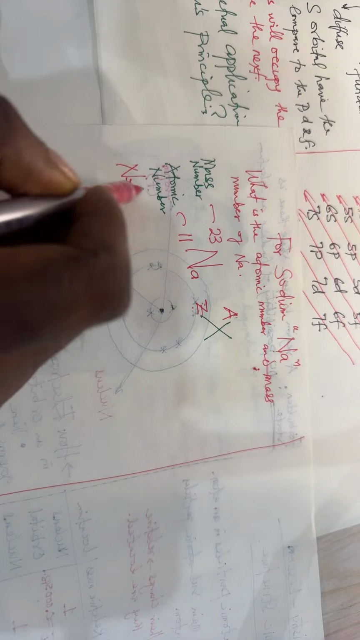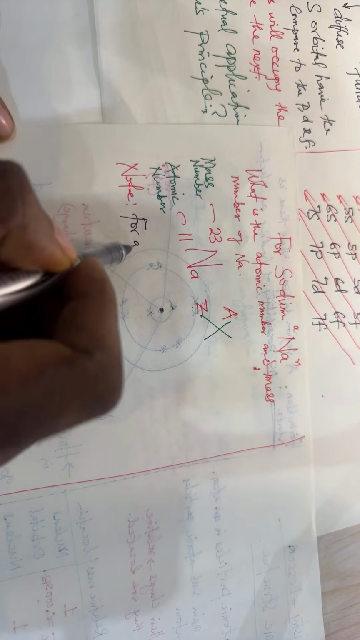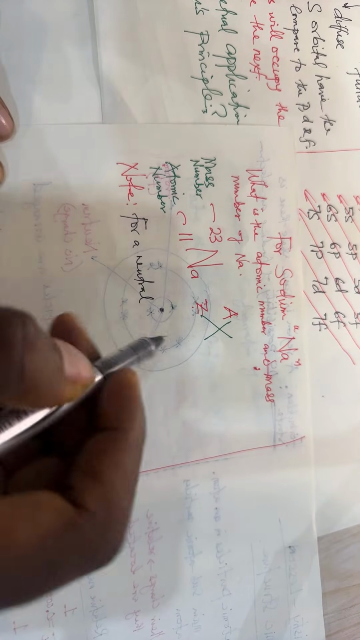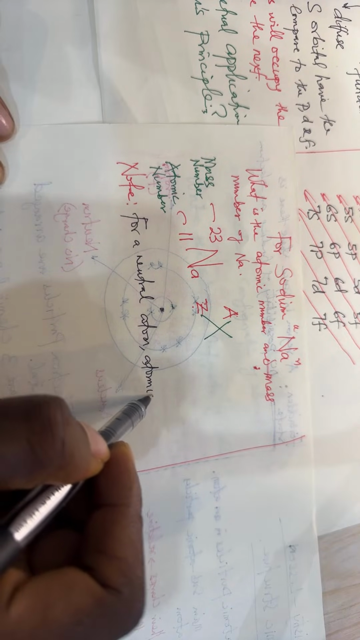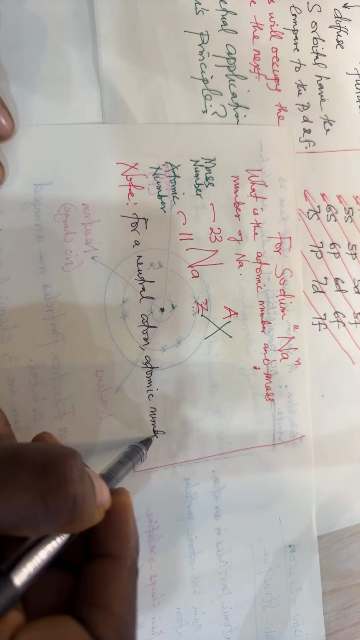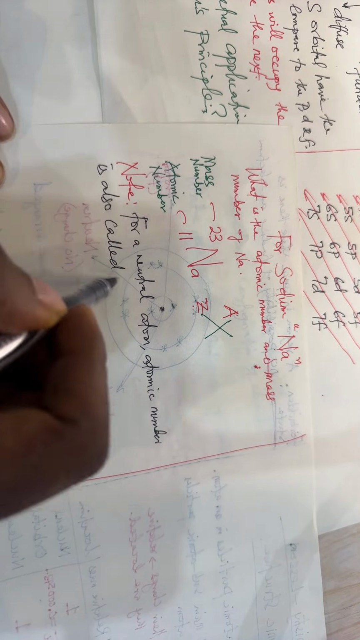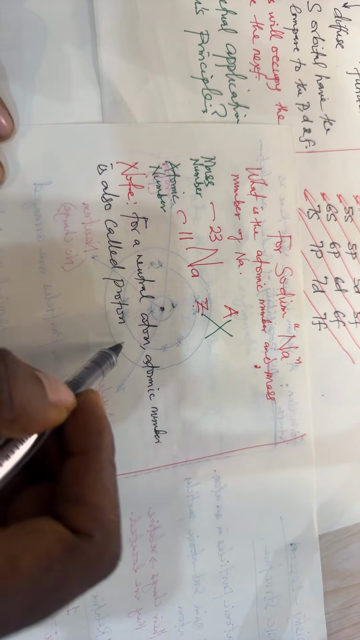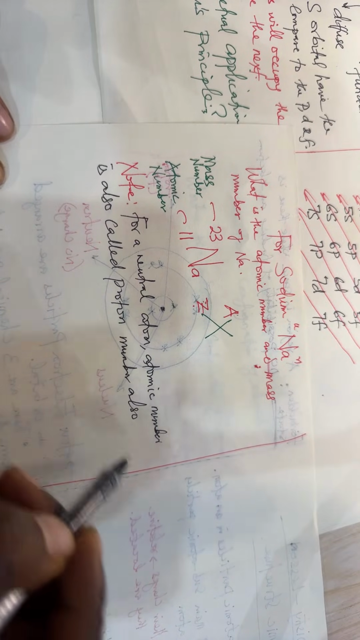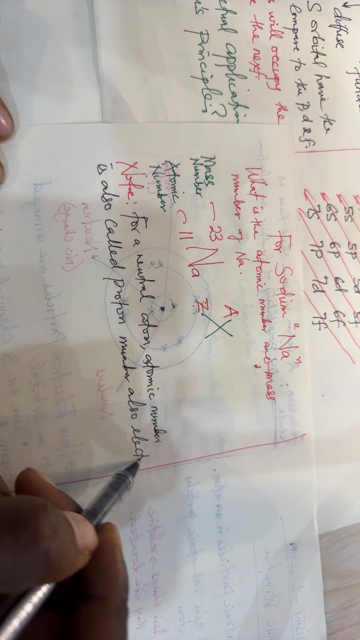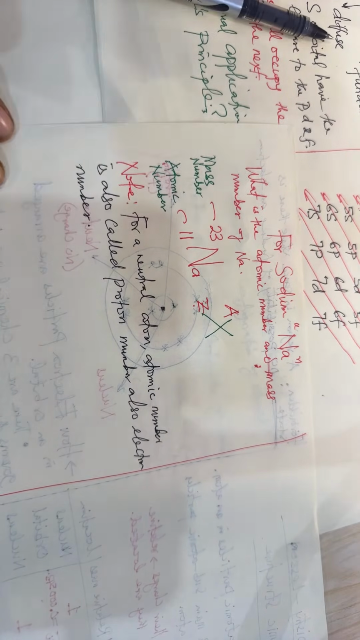There's something I want you guys to note. For a neutral atom, atomic number is also called proton number. Not only that, it's also called electron number. Please pen this down. This is very important. I want to use it to talk about this sodium right now.